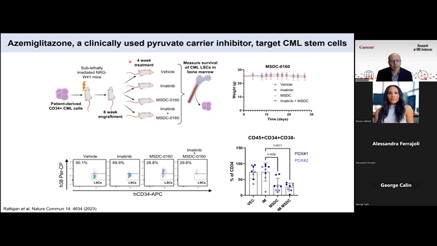And now in a preclinical study, again with CD34 CML cells, we could show that we eliminated the leukemic stem cells, the CD34 positive, CD38 negative leukemic stem cells, by combining the drug with imatinib, as you can see here. So this is a drug again used for diabetic patients in the clinic, and we hope to take it to a clinical trial with leukemic patients with CML leukemia. Okay, so that was the first part.